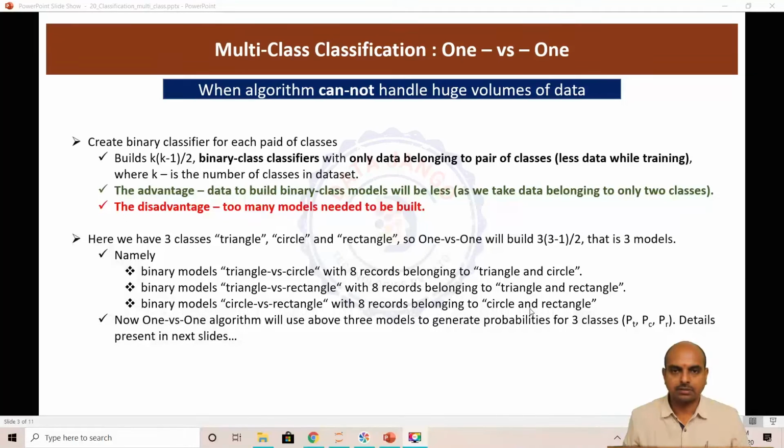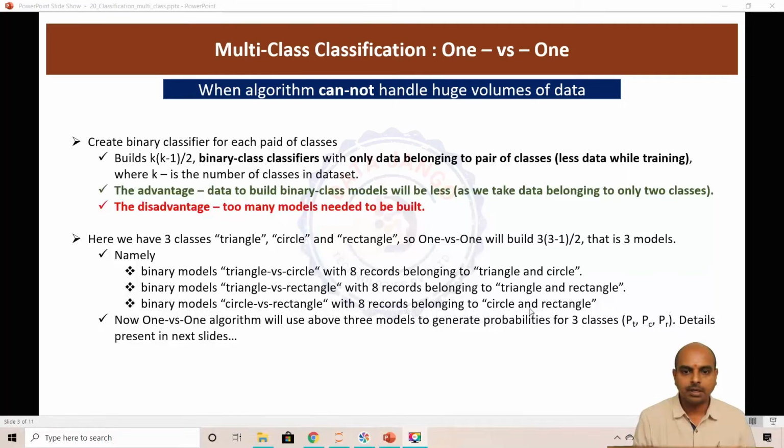Hello and welcome back. We have understood that the one versus all algorithm can be used with algorithms which are capable of handling huge volumes of data. The example for an algorithm which can handle huge volumes of data is the SGD classifier. For the SGD classifier, scikit-learn will use the one versus all algorithm and solve multi-class classification problems.